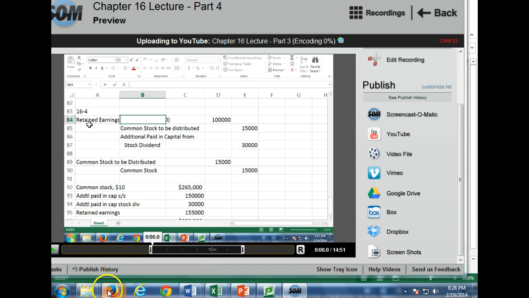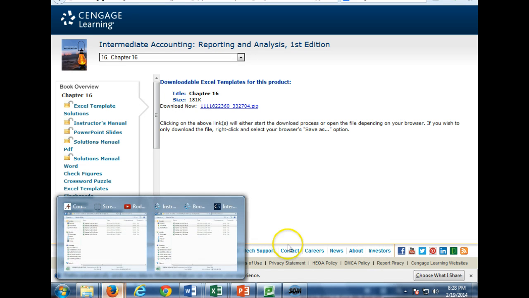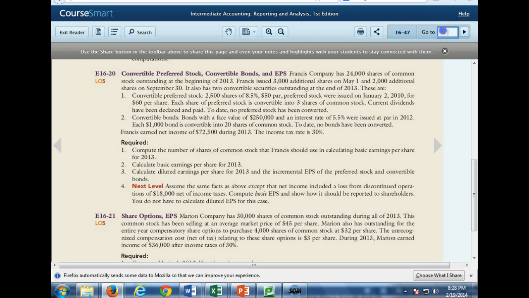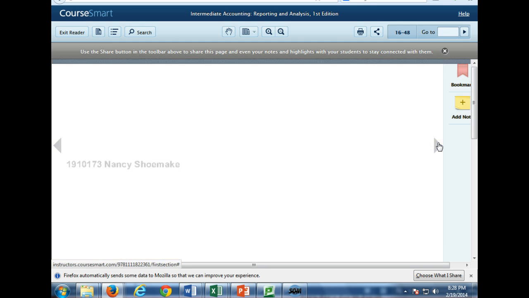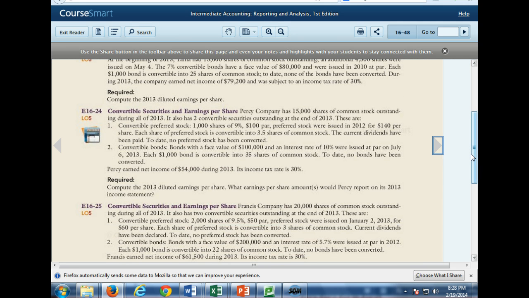Okay, so let's look at the problem. Whoops. What page is 1620? Okay, got it. So let's look at this, guys. Are we ready to look? We okay? Okay. Has everyone signed in?